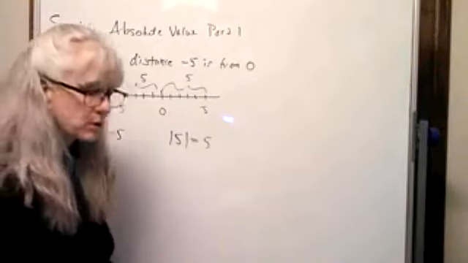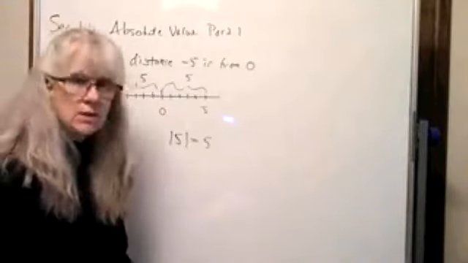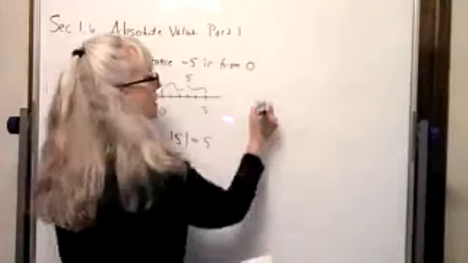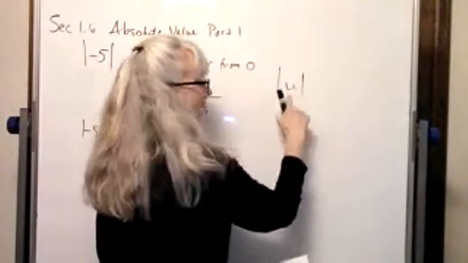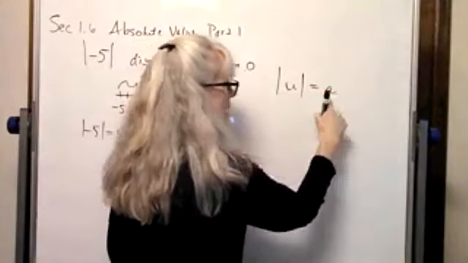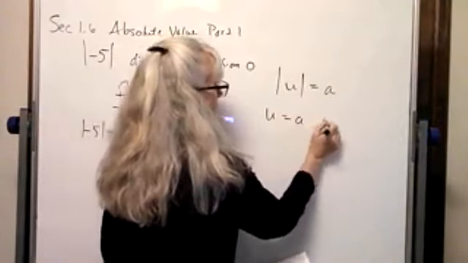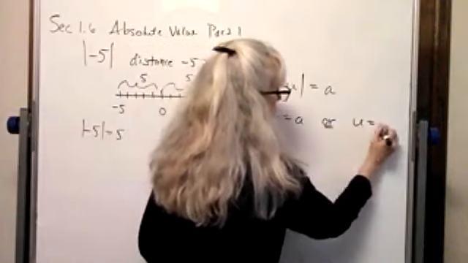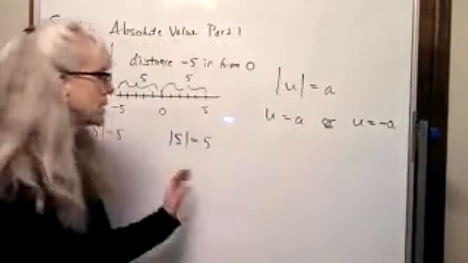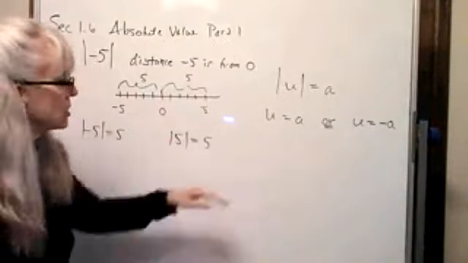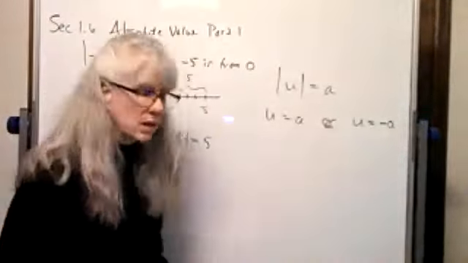That's why when we go to solve them, we have this theorem. It says if A is a positive real number and U is an algebraic expression, then the absolute value of that algebraic expression equal to that number can be found by either setting U equal to A or U equal to -A. So we're recognizing that there's one on the right side and one on the left side of 0. This is the theorem we're going to use to solve these equations.